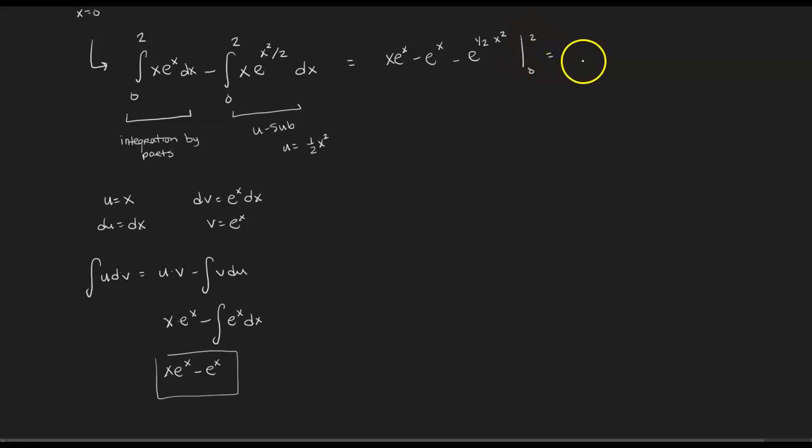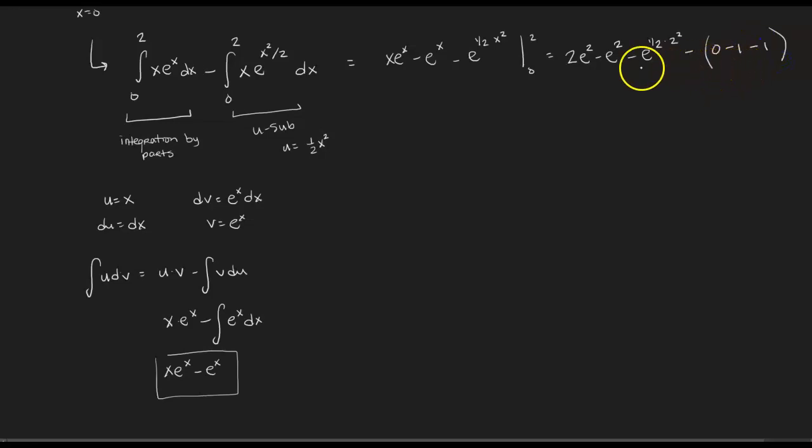Plugging all of those in, we're plugging 2 in for our first round of x's, so 2 e to the x minus, whoops, I'm leaving an x, which just said that needed to be replaced with a 2. So 2e squared minus e squared minus e to the 1/2 times 2 squared, minus the function with 0 plugged in. Now 0 times e to the x is 0. E to the 0 is 1. E to the 1/2 times 0 is also 1, so that's minus another 1.